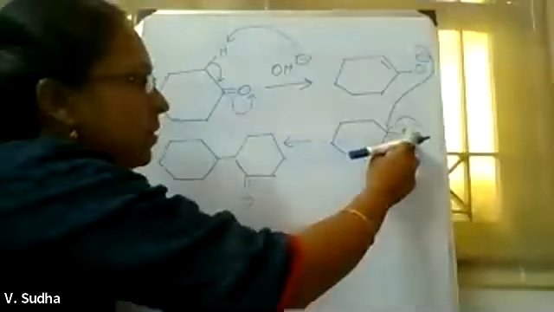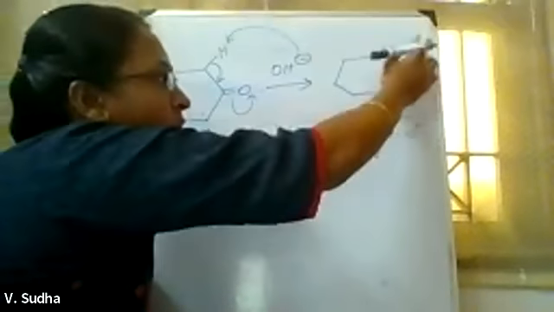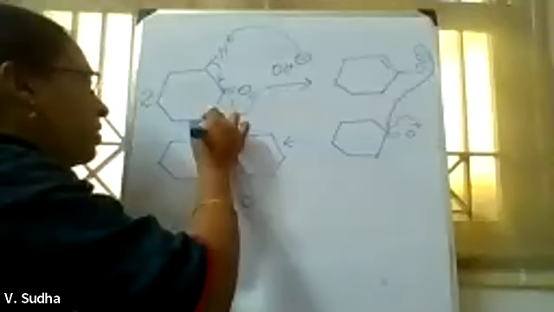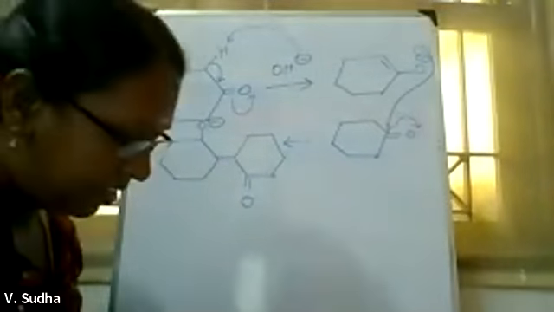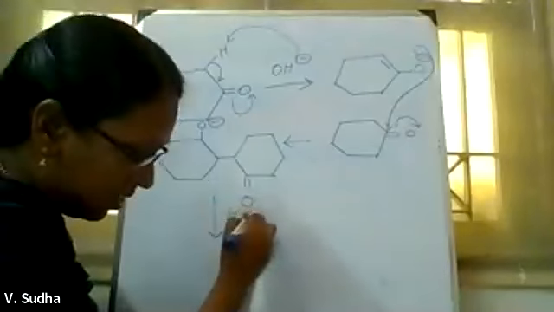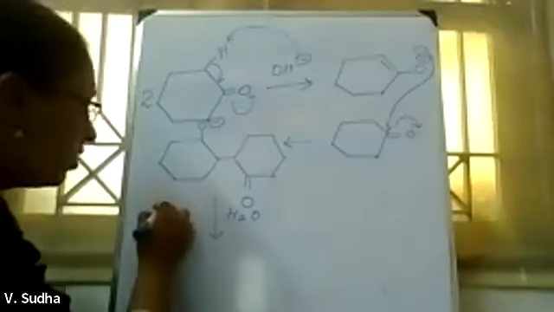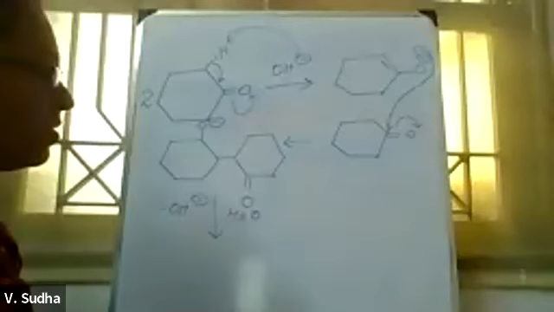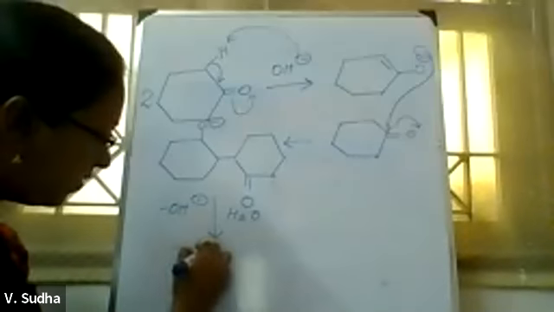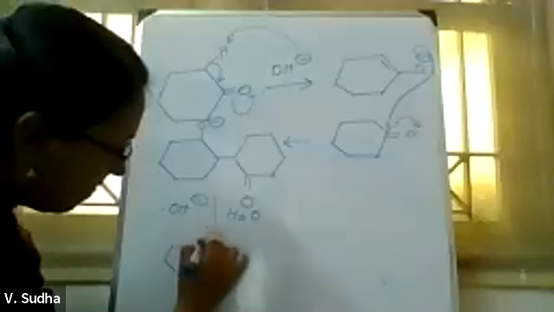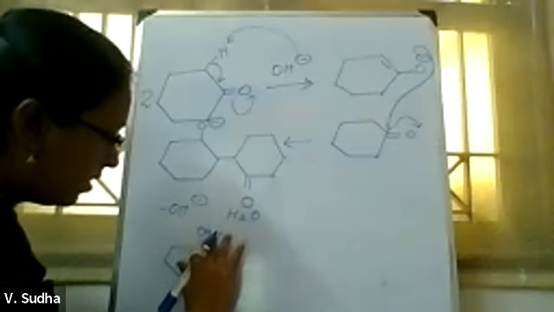This will become double bond O after donating its electrons to this carbon. Here we have O minus. Now this one, followed by hydrolysis, there will be a loss of OH minus. H plus will go and H plus will be there. Water, O minus will donate its electrons. Here it will become OH.